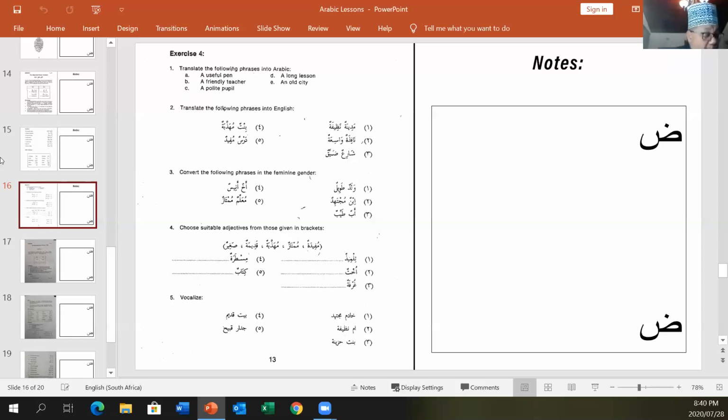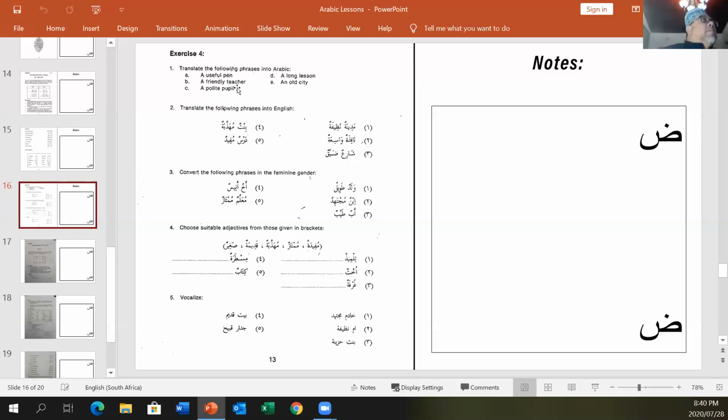Polite pupil. Tilmidatun muhadhabatun. Yeah, tilmidatun, that's feminine. And if it will be masculine, I would say a masculine pupil, then it's tilmidun muhadhabun. Righto.